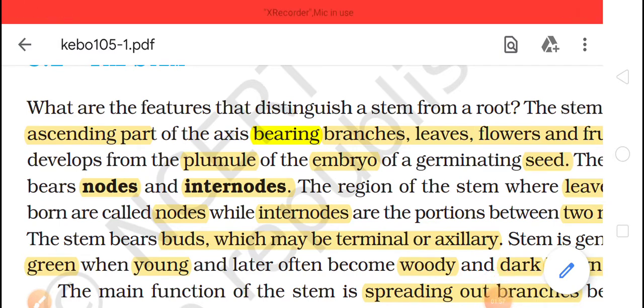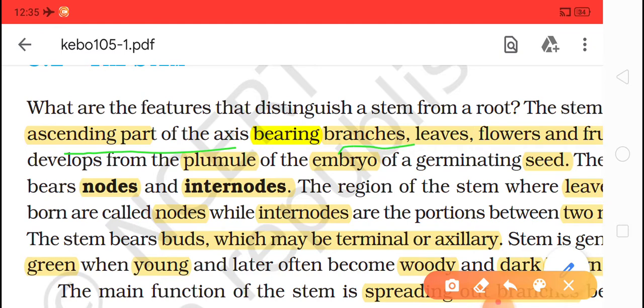So children, see on your screen: the stem is the ascending part of the axis bearing branches, leaves, flowers and fruits, and the stem develops from the plumule of the embryo. From the plumule region of the germinating seeds, the stem originates and bears nodes and internodes.